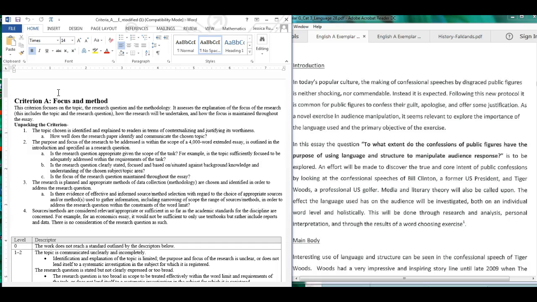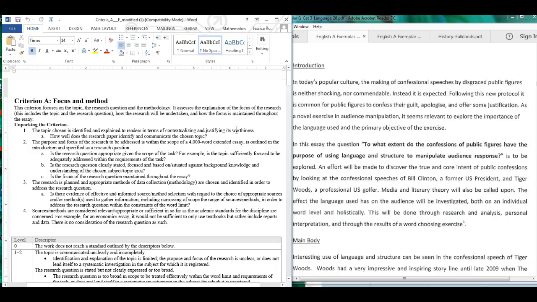We can see right here that we have put some questions in there. The topic is chosen as identified and explained to readers in terms of contextualizing and justifying its worthiness. How well does the research paper identify and communicate the chosen topic? One, I think I've only seen 1 of the 6 where you actually have the research question in the introduction. You must have the research question in the introduction. And then you're going to talk about contextualization. That's where you're building some information about it and you're justifying why it is worthy.